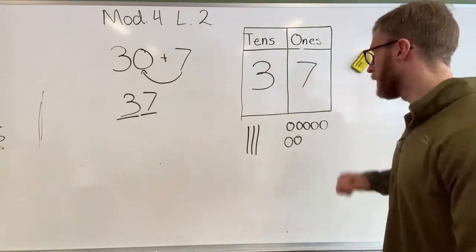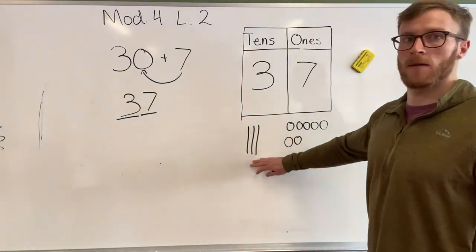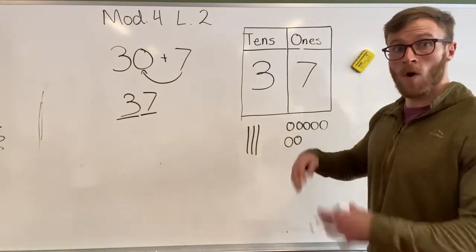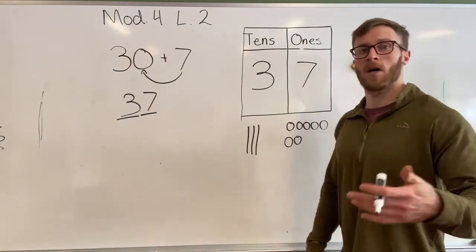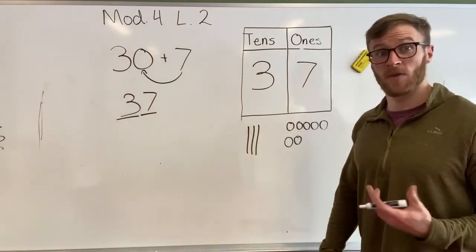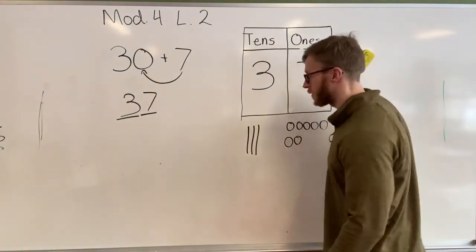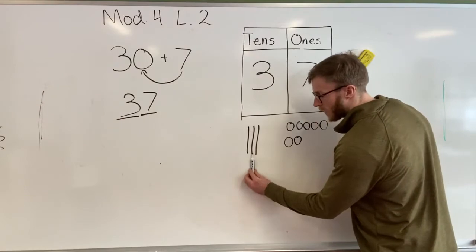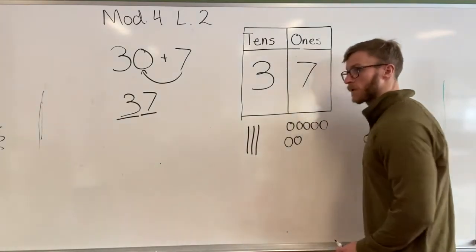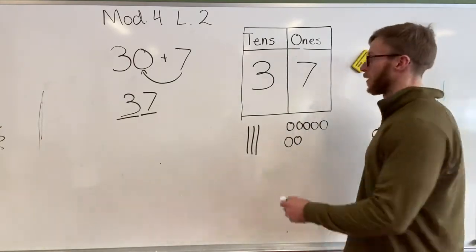Now, if there are 3 10s in the number 30, how many 1s is that? How many 1s is 3 bundles of 10? To figure that out, we need to count by 10s. So we're going to count by 10s when I point to each one of these. 10, 20, 30. Okay, so 10 plus 10 plus 10 is 30. We have 3 10s, that makes 30.